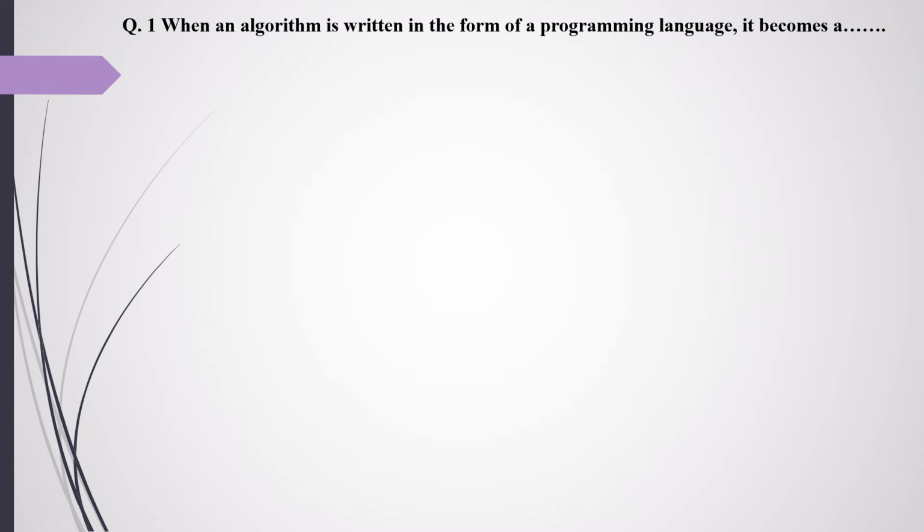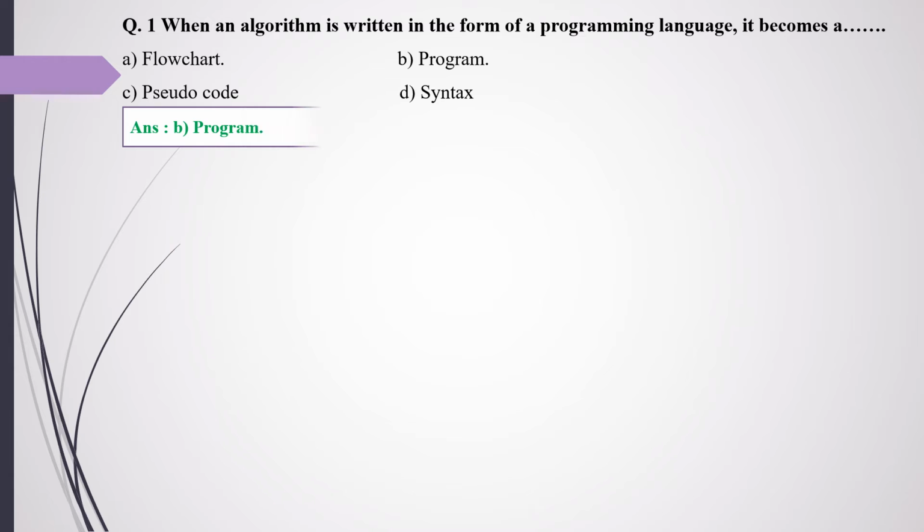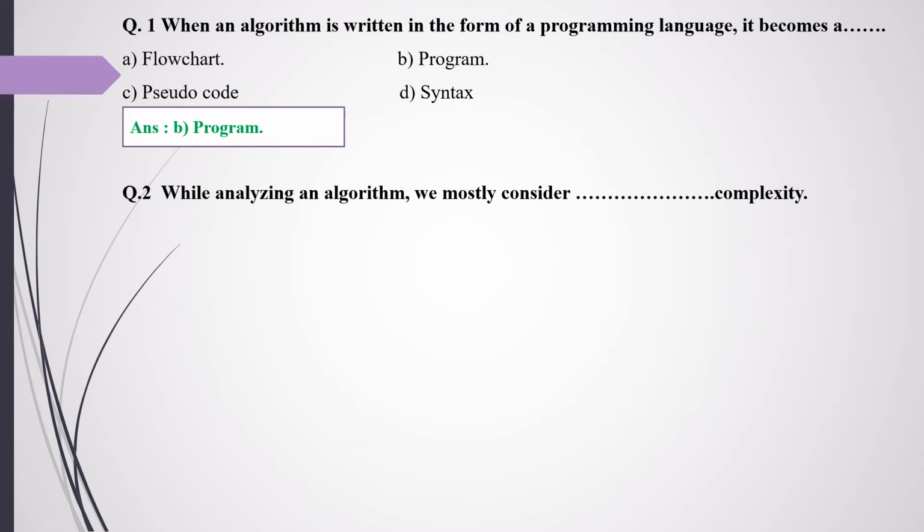Next, we see some MCQ. When an algorithm is written in the form of programming language, it becomes a: options are flowchart, second option program, third option pseudocode, and last option syntax. The answer of this question is program. When an algorithm is written in the form of programming language, it becomes a program.